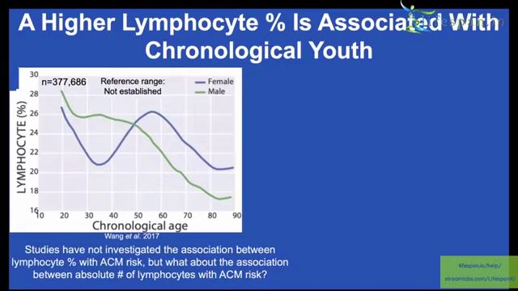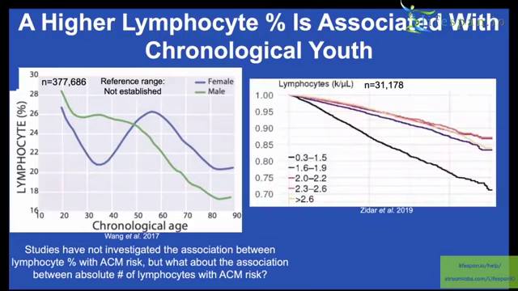So most studies don't actually look at the percentage of lymphocytes, they look at the absolute number of lymphocytes, and how they are associated with all-cause mortality risk. So let's have a look at some of that data.